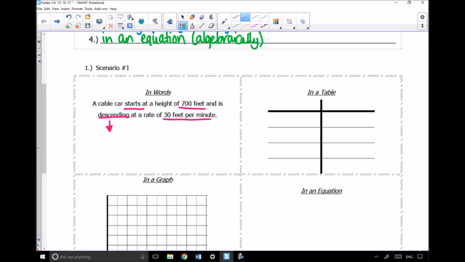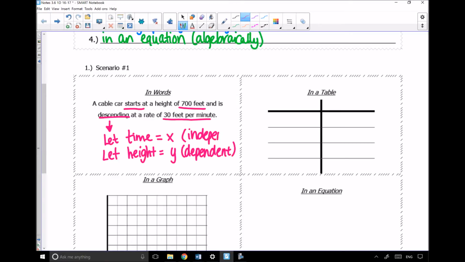The first thing I want to do is identify what are my 2 variables, my 2 things that are constantly changing. Well, the time is changing, but the time is the independent variable, so we're going to let time be x. And we also know that the height of my cable car is decreasing, but the height is based on the time. It depends on the time. So that's the dependent variable, so we're going to call it y.